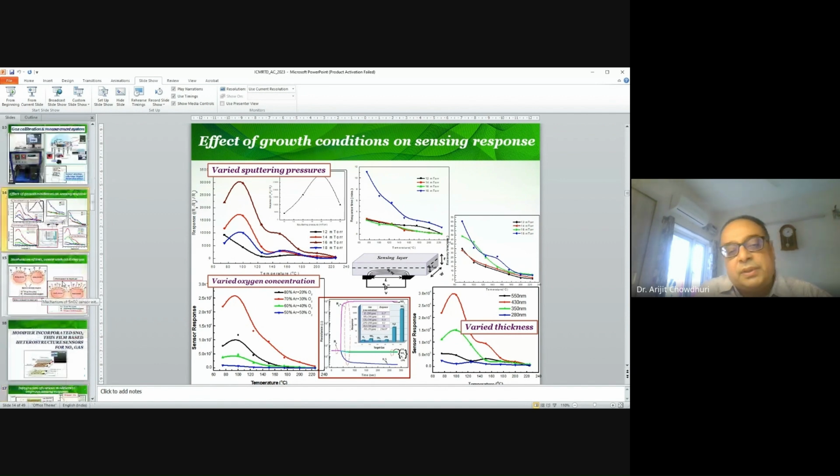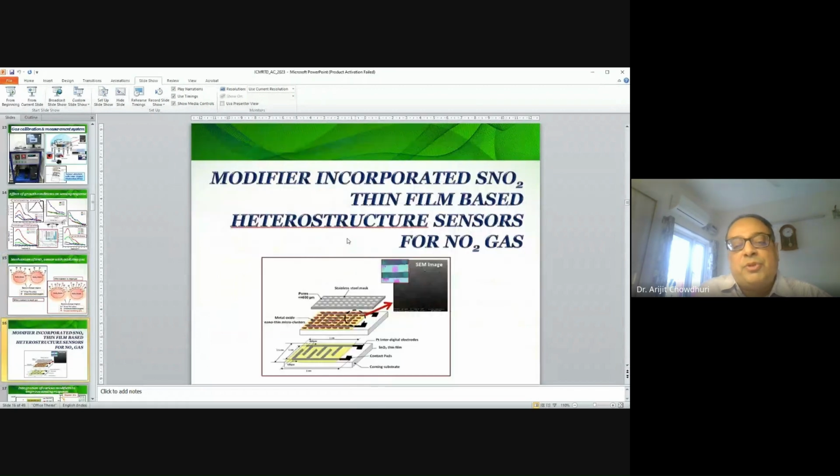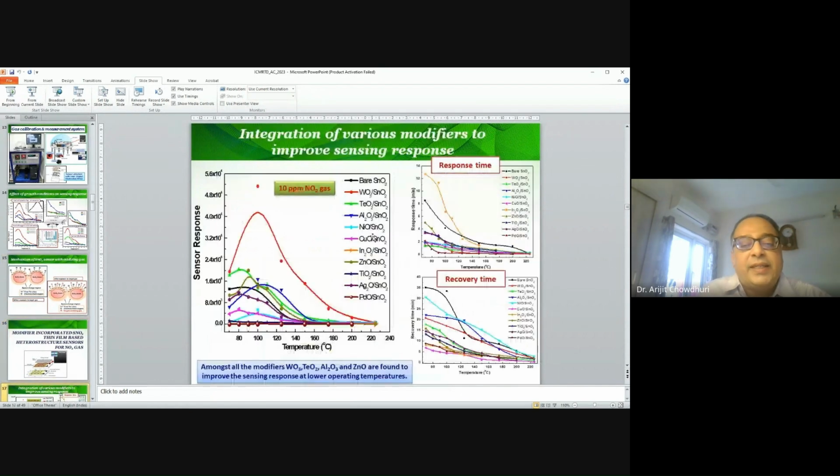Moving forward, I'm not going into the mechanism, because that's already published in our papers. We found that in order to improve upon the sensing performance of tin oxide, we made heterostructure sensors, and for this we investigated various catalysts, and the effect of catalysts can be seen here. We found that the sensing response increased by about 2 orders of magnitude, and that too for a very low concentration of NO2 gas. And tungsten trioxide, as you can see here, exhibited the best response at a low operating temperature of less than 100 degrees Celsius.